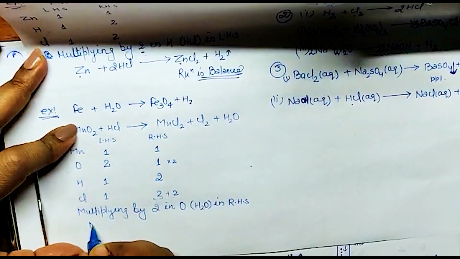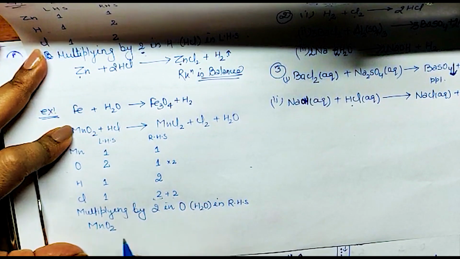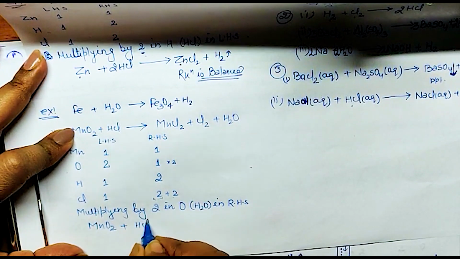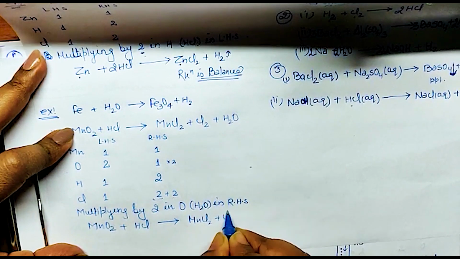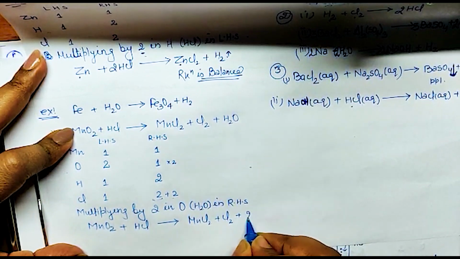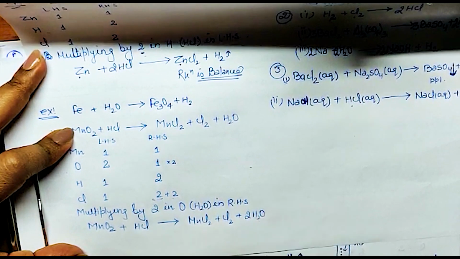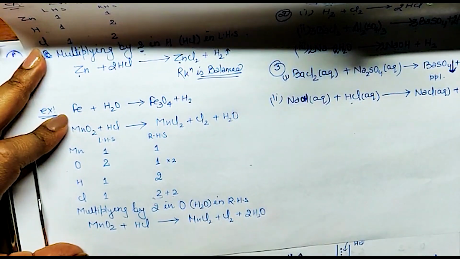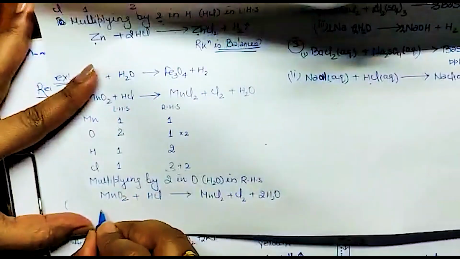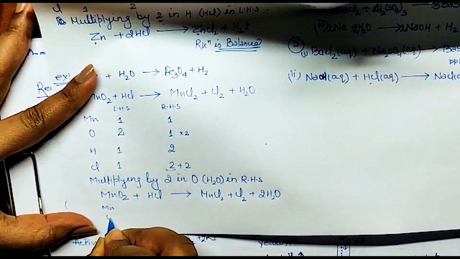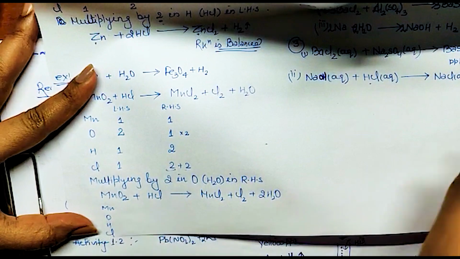This is Mn, we have not changed anything. MnO2 plus HCl will change into MnCl2 plus Cl2 plus 2H2O. Okay, the same thing we have to repeat again. This is Mn, this is O, this is H and this is Cl.